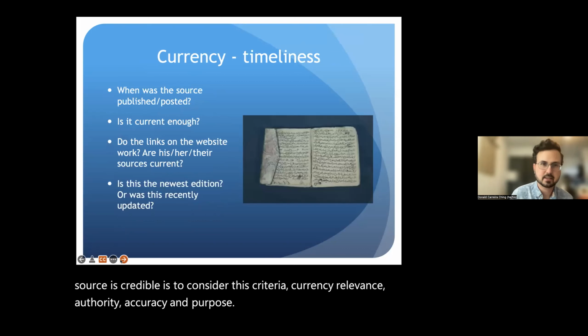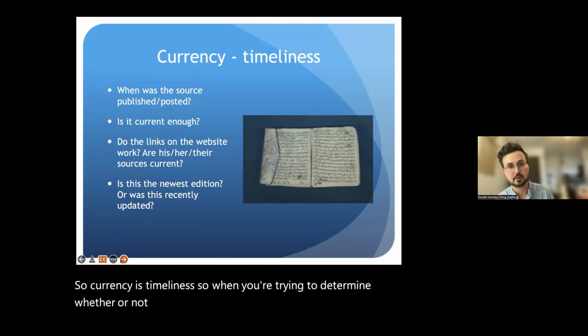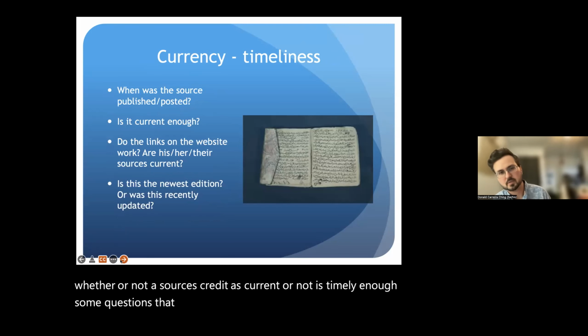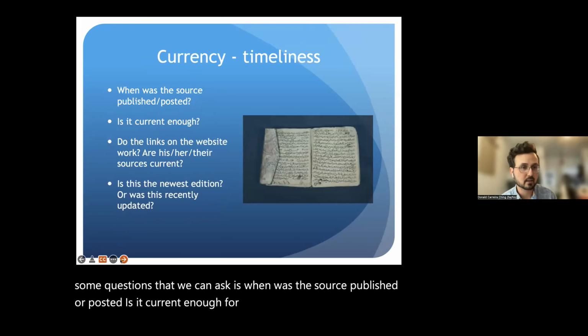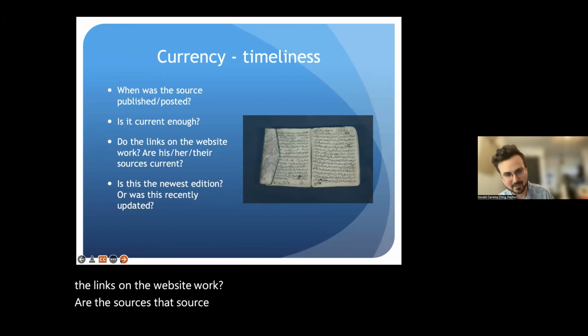So currency is timeliness. When you're trying to determine whether or not a source is current enough, some questions we can ask are: when was the source published or posted? Is it current enough for my subject, for my topic? Do the links on the website work? Are the sources that source is using current enough? And is it the newest edition?